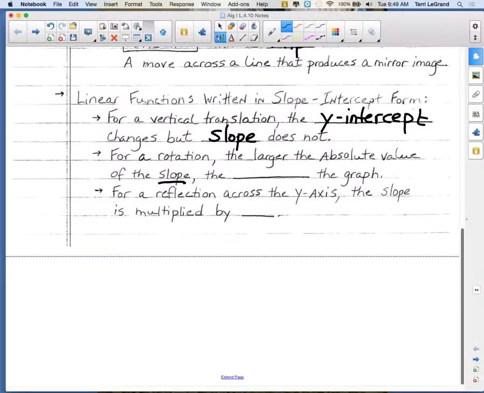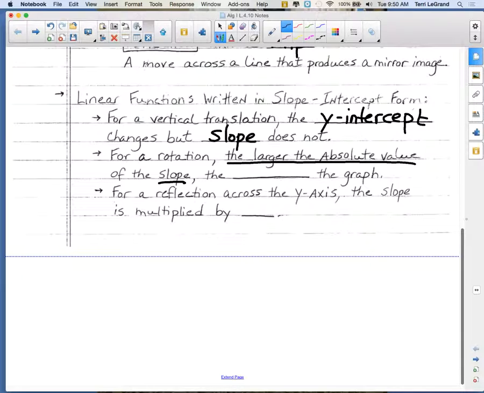For a rotation, now it's the slope that's going to change. And it says right here, the larger the absolute value of the slope. Absolute value meaning what again? What does absolute value mean? I wonder how many times I've asked this year. Absolute value is how far it is from 0. And it's always positive.